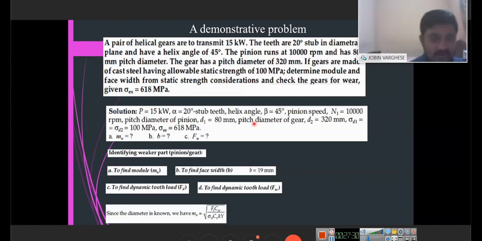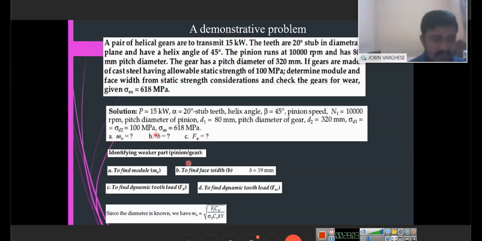I already told that if the diameters are given, we have to select a different equation, or else we have to do another one. So here both the pitch diameters are given, for the pinion as well as the gear, and sigma d1 equal to sigma d, the static stress is given as 100 megapascal for both pinion and gear. Then sigma es equal to 680 megapascal. That is for a virtual gear we are taking the stress.